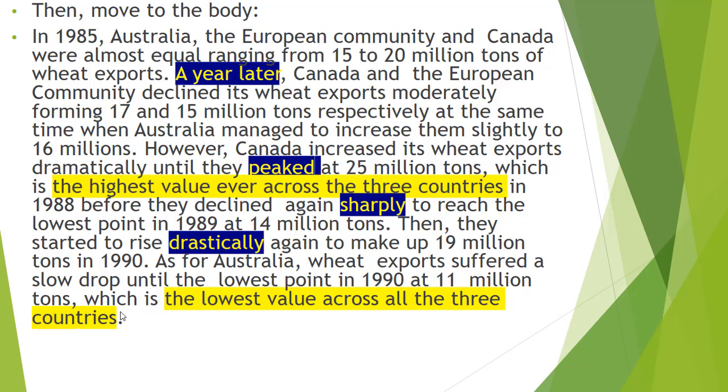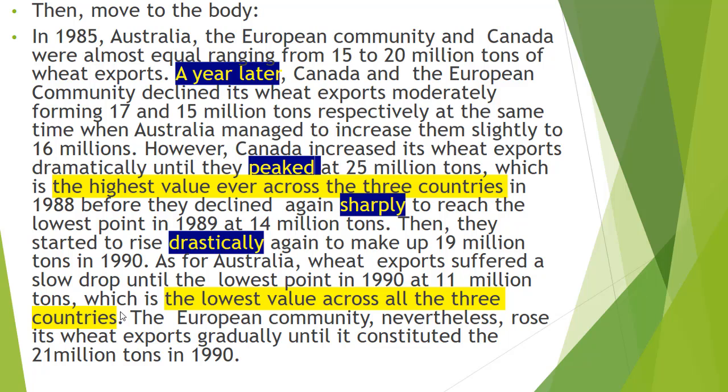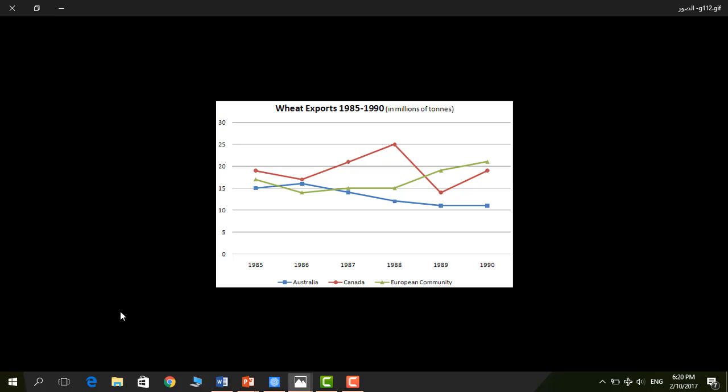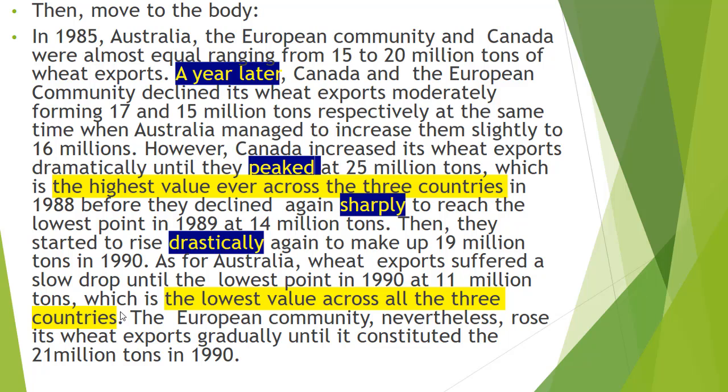Okay, you need to create a link between the three line graphs. This is very important to create the link between the three line graphs. Remember, again, you are analyzing. You are not merely describing, I'm sorry. You are comparing. And then the European community, nevertheless, rose its wheat exports gradually until it constituted 21 million tons in 1991. Okay? Maybe you need to take a screenshot of this image and another screenshot of this image, put them together and try to see how we analyzed them. Okay.